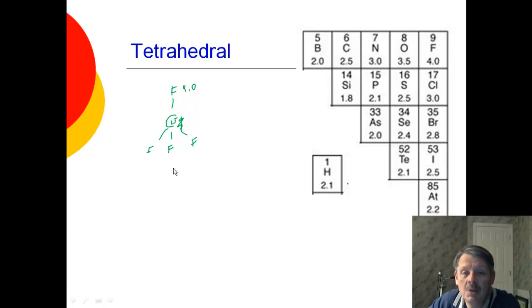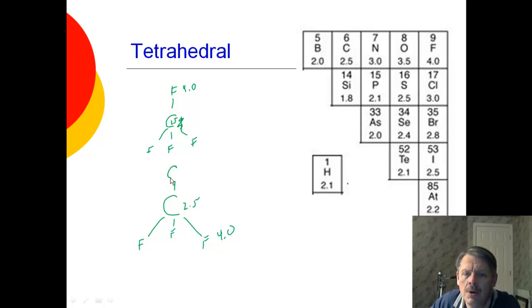Well, it's going to be polar. You're going to say, well, wait a minute. Carbon's 2.5, and let's say down here I put 3 fluorines, which are all 4.0. This is 2.5. And let's say you put something up here, like a chlorine.